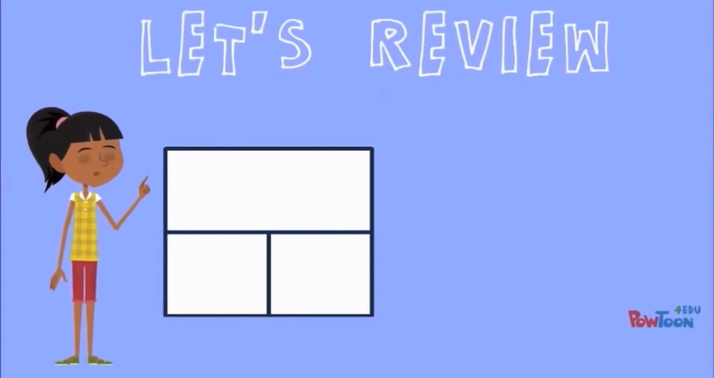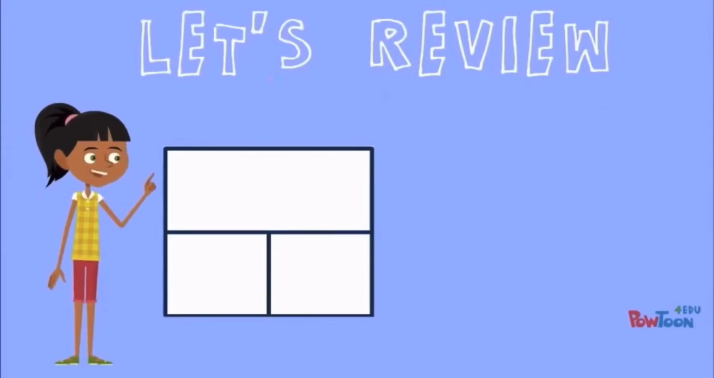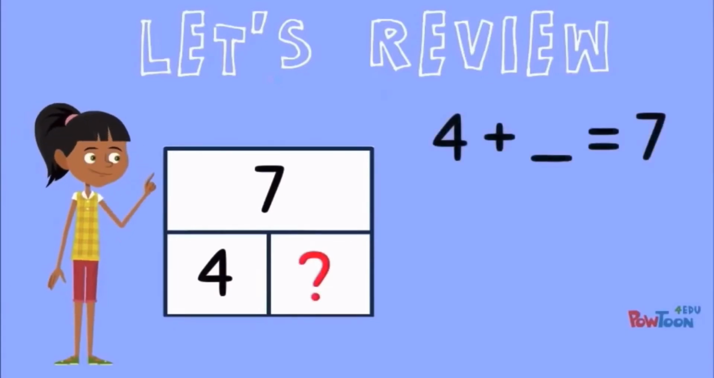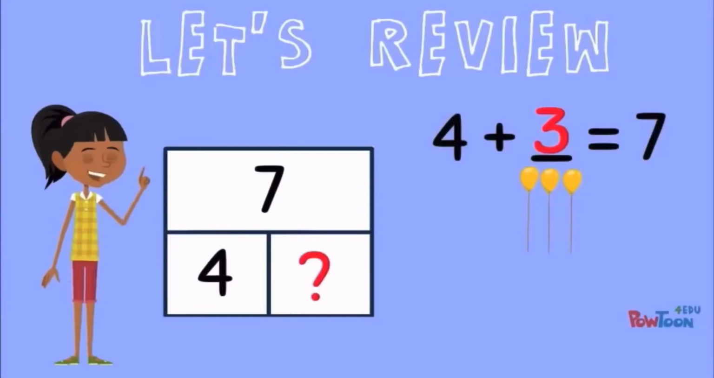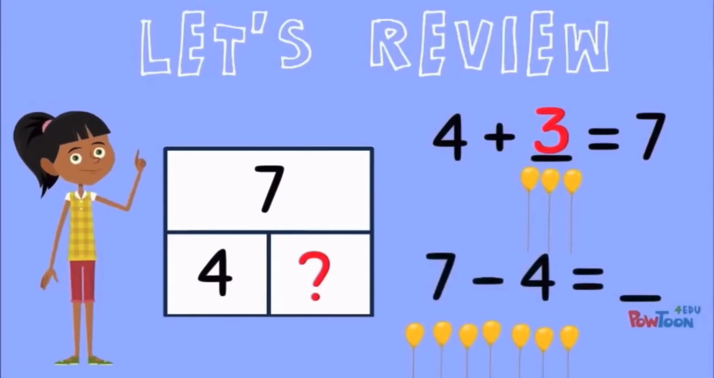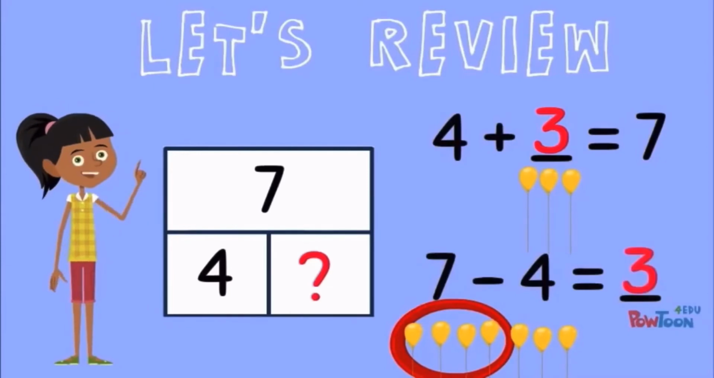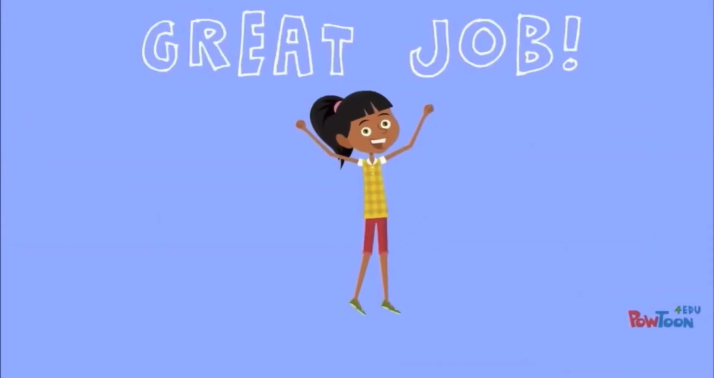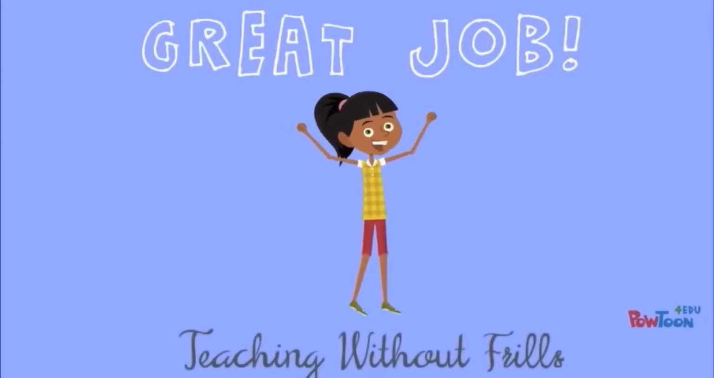So let's review. If you have a problem where you know the whole, you know a part, and you need to figure out the missing part, you can add to find the answer by counting up. Or you can take the whole, subtract the part that you know, and you'll end up with the missing part. Great job! Keep practicing these problems and you'll be a missing part expert in no time.